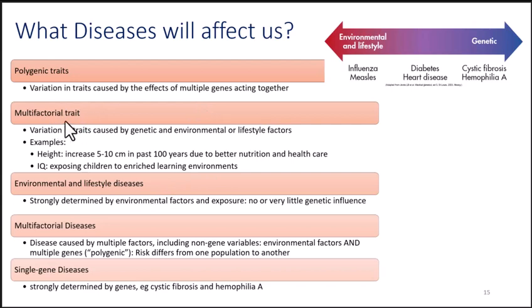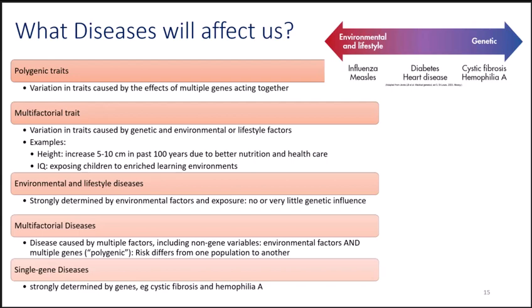Multifactorial traits are variations in traits caused by genetics and environmental factors. So there are multiple factors, we can say by this name, that can affect traits. For example, the height of a person can be roughly determined by the height of the parents, but nutrition and access to healthcare can also affect this. IQ is another example, roughly determined by genetics, but learning environments, does the person have a tutor? Do they have really good nutrition? What was the intrauterine environment like for the baby? That can also have an impact on outcomes.